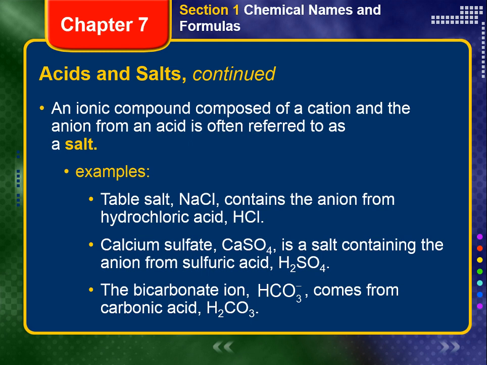Some salts contain anions in which one or more hydrogen atoms from the acid are retained. Such anions are named by adding the word hydrogen or the prefix bi to the ion name. The best known such anion comes from carbonic acid, which is H2CO3.